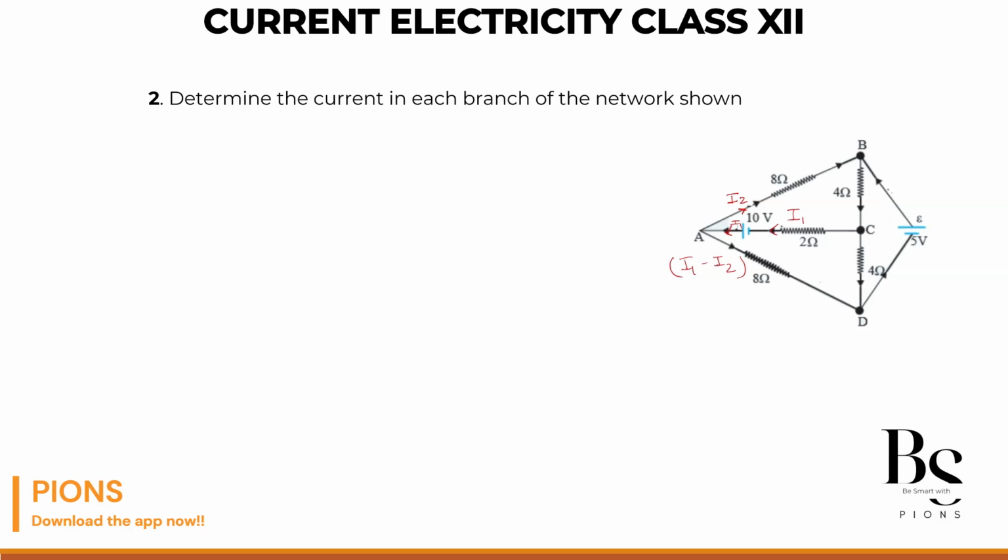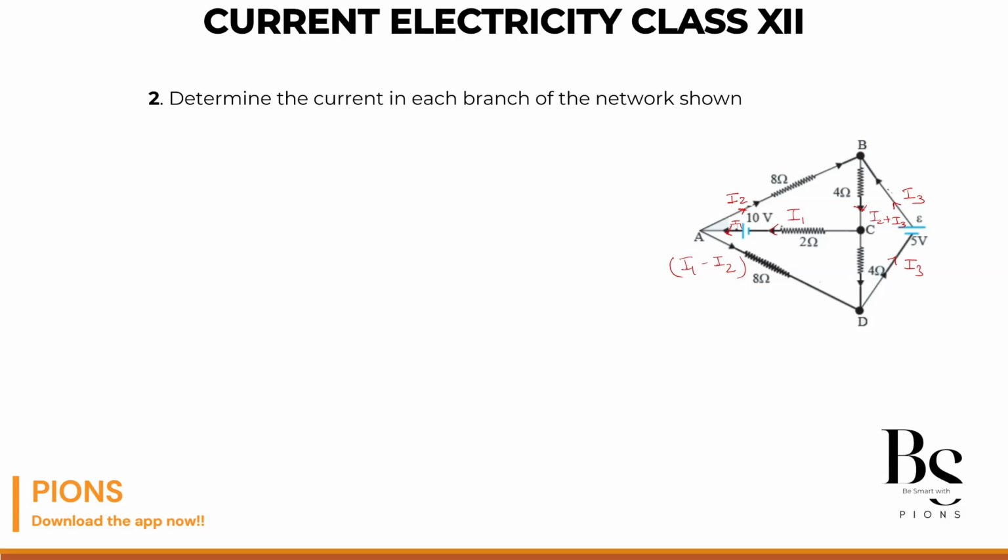Correct? Now I2 is going here, and let's say the current coming out of the second battery is I3. Then what is the current going back to the battery? As usual, it should be I3. I3 is coming from the 5 volt battery and going towards B. I2 is current coming from here and going towards B. Then what is the amount of current going downward? That will be the sum, I2 plus I3.